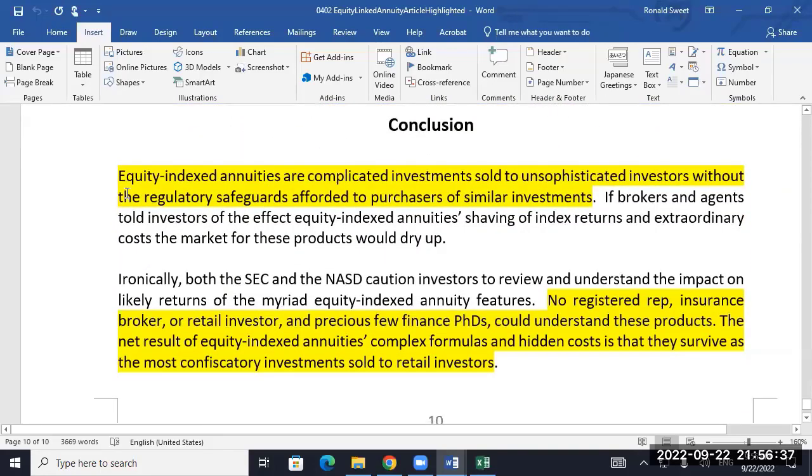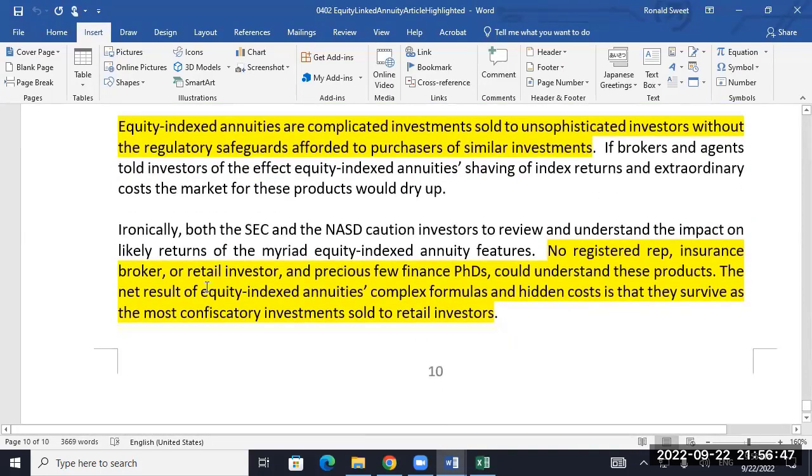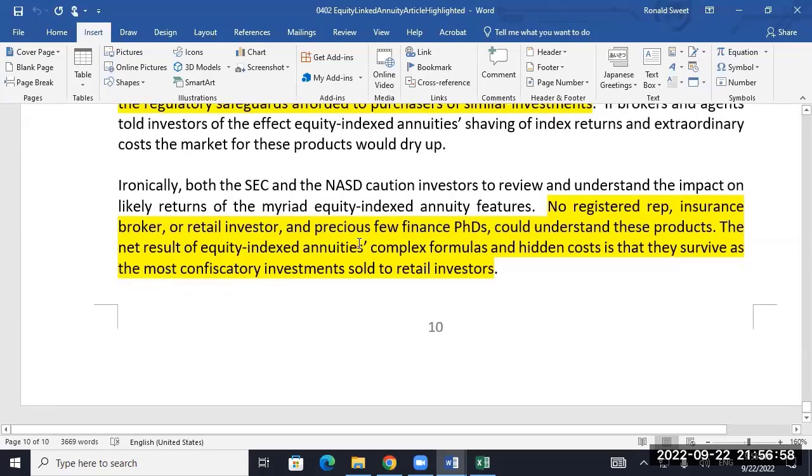Equity index annuities are complicated investments sold to unsophisticated investors without the regulatory safeguards afforded to purchasers of similar investments. No registered rep, insurance broker, or retail investor, and precious few finance PhDs could understand these products. The net result of equity index annuities is complex formulas and hidden costs, so that they survive as the most confiscatory investments sold to retail investors.